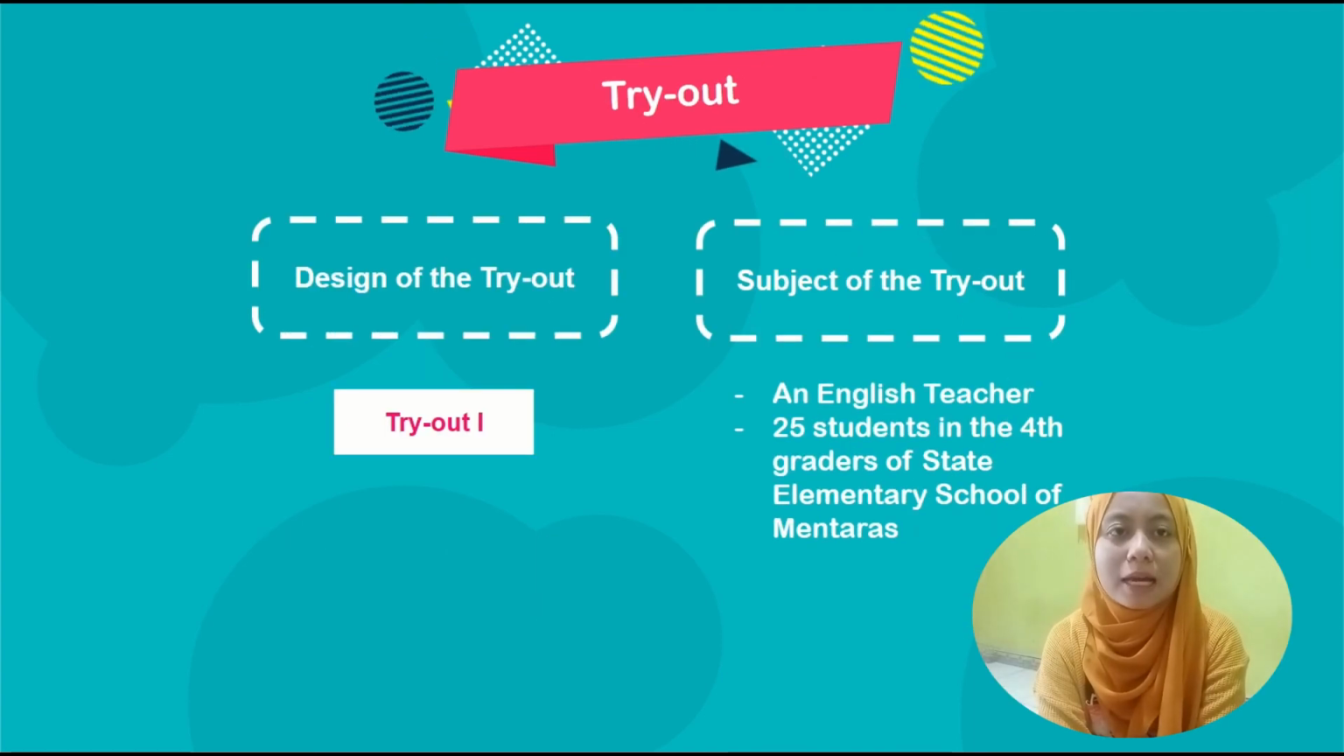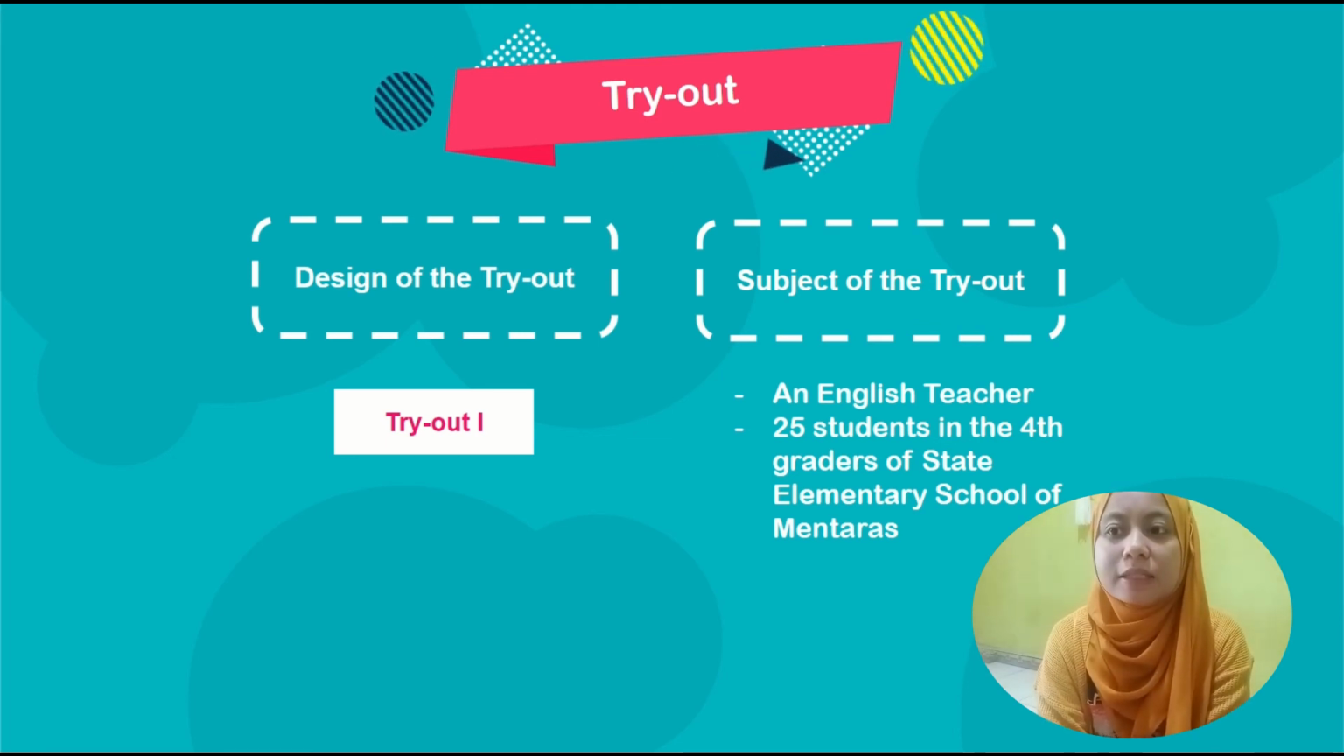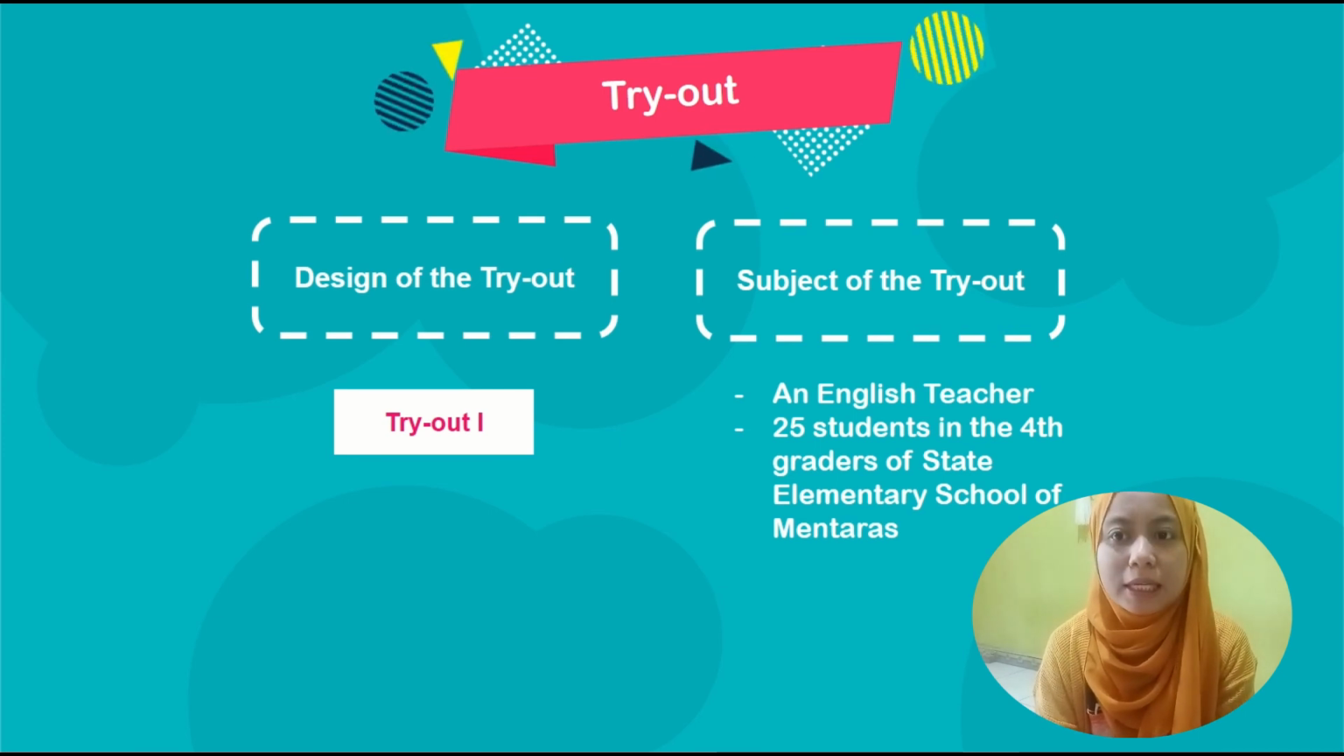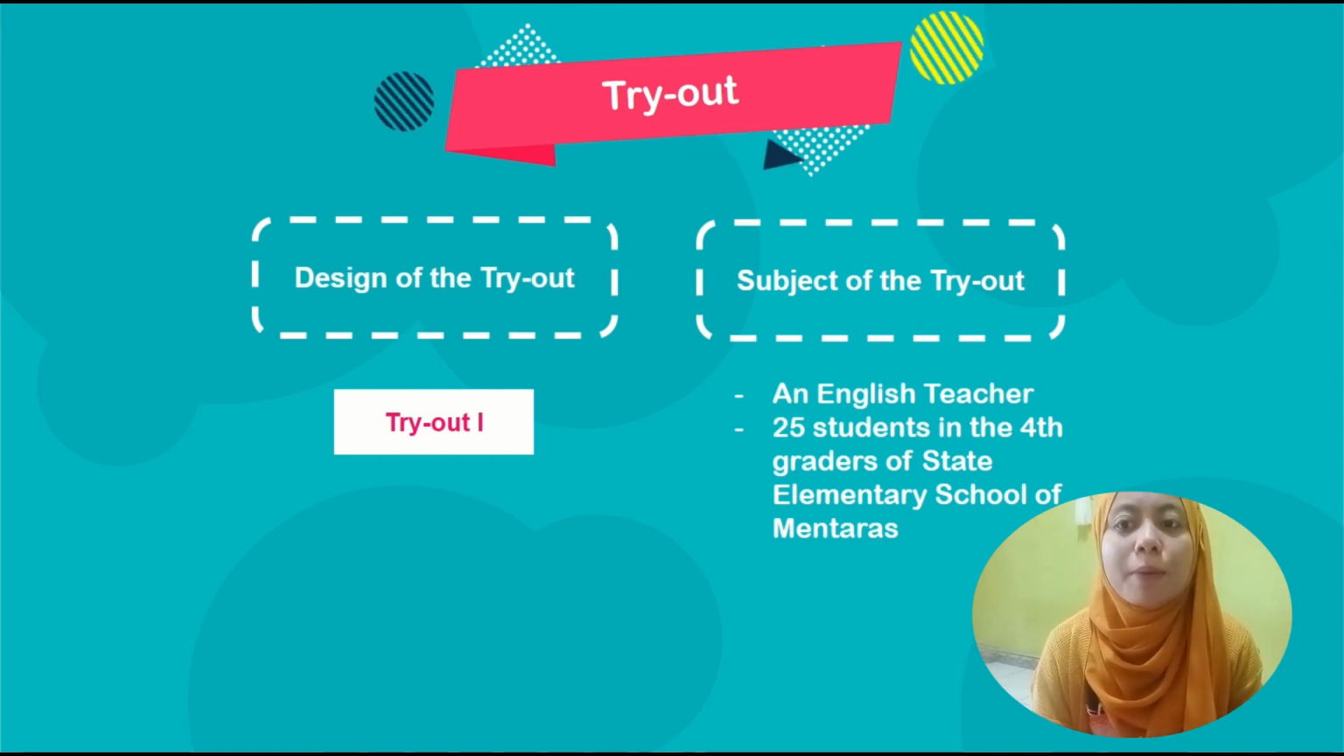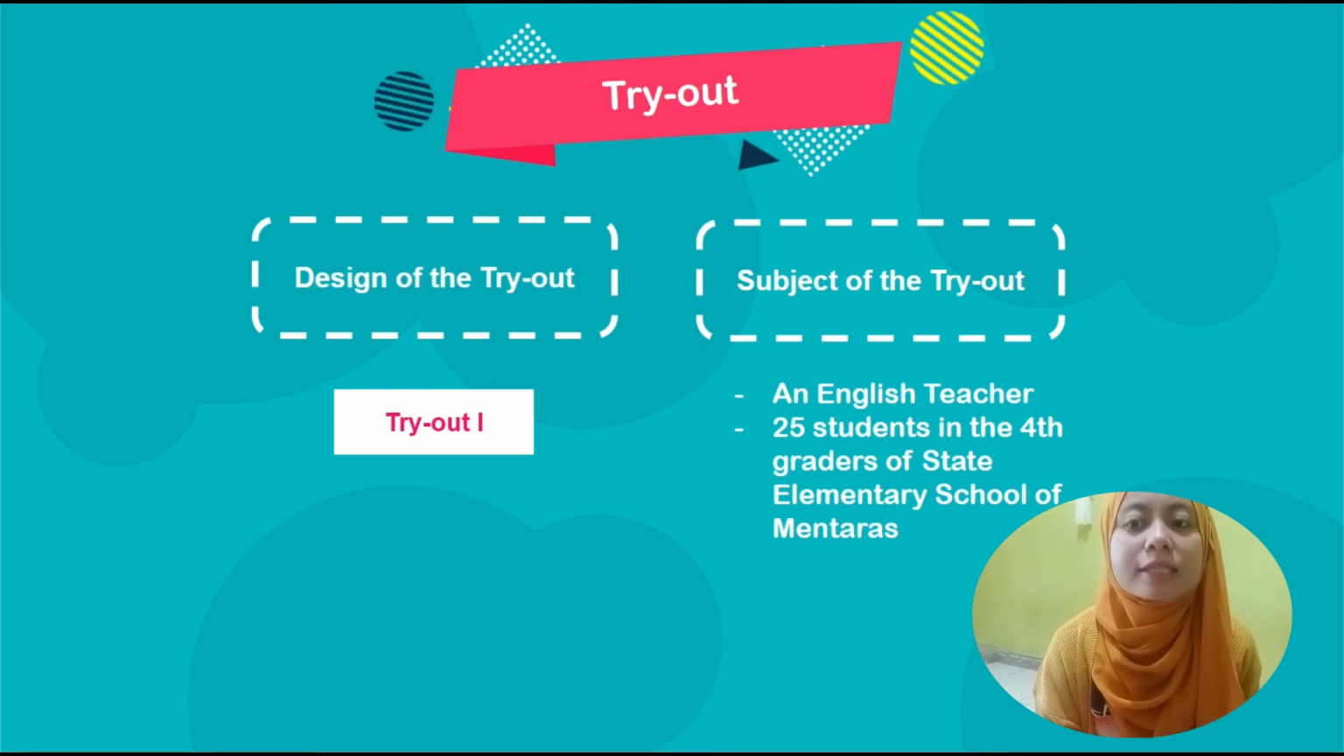Let's talk about the last step in the procedure of developing material. It is about tryout. All units in the product will be tried out and will be done once only. This is because the tryout doesn't measure the passing grade of the product. It is not in the form of materials, but an application to be used on a mobile phone. Therefore, the product is measured just to know its effectiveness and its practicality.